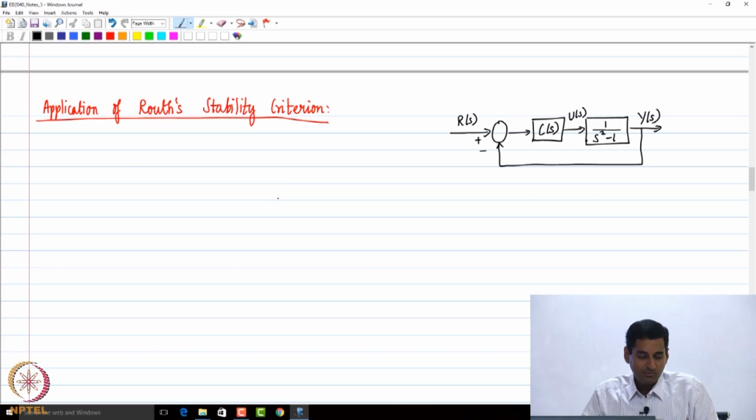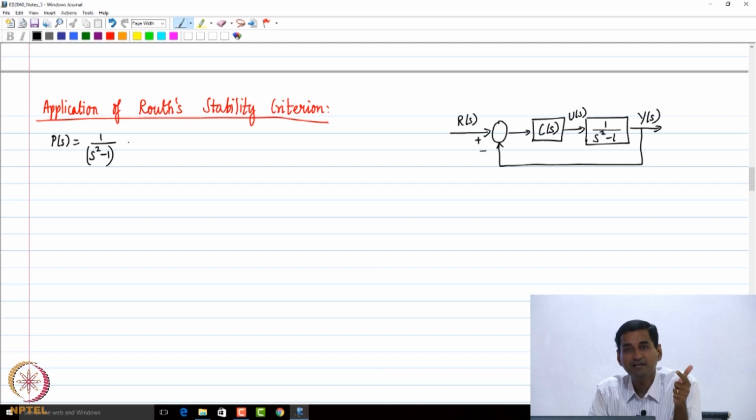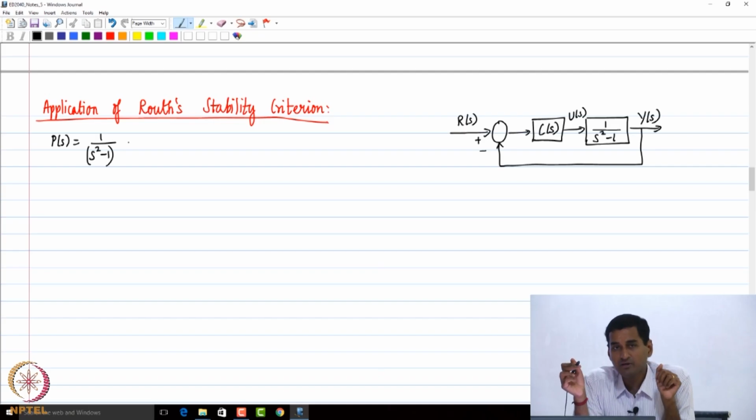So I think what I'm going to leave you with as homework is, look at this plant. The plant transfer function is 1 divided by s squared minus 1. Obviously it's an unstable plant or system, right, because you have roots at plus 1 and minus 1. Try to stabilize it using P, PI, PD, PID, whichever controller works, figure things out. And then use the Routh stability criterion to figure out what ranges of controller gains or parameters would give you closed loop stability, okay.